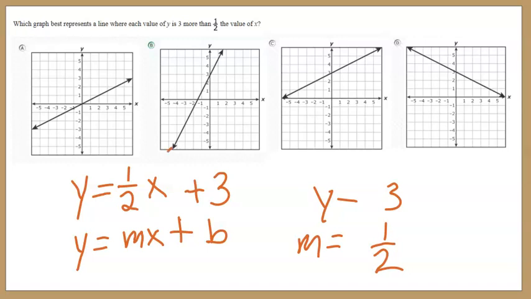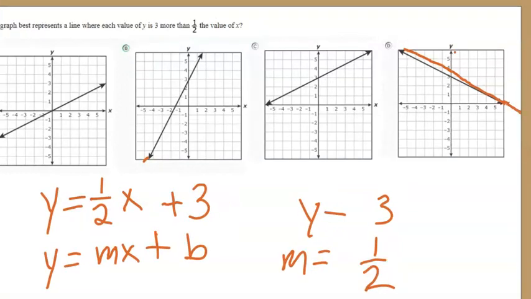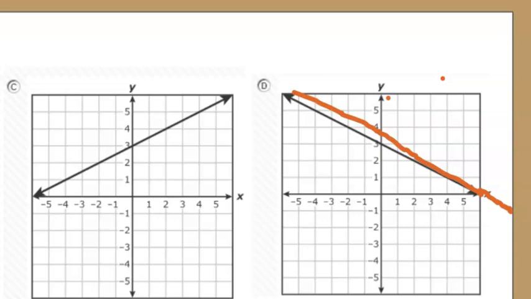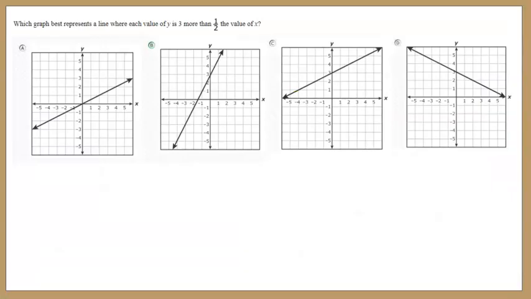In B, we've got a positive slope. In C, a positive slope. But in D, as x increases, my y is getting smaller. So this is a negative slope, which means I can rule that one out. I also know that my y-intercept is 3. Looking at my graphs, this one has a y-intercept of 0, so it is not going to be one of my reasonable answer choices. So we've ruled out A and D.